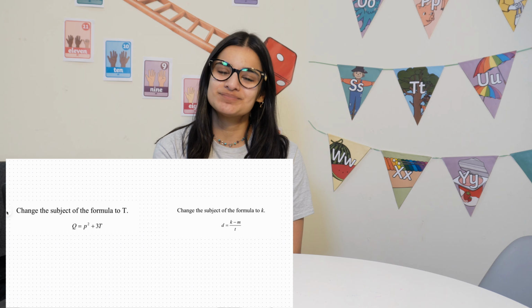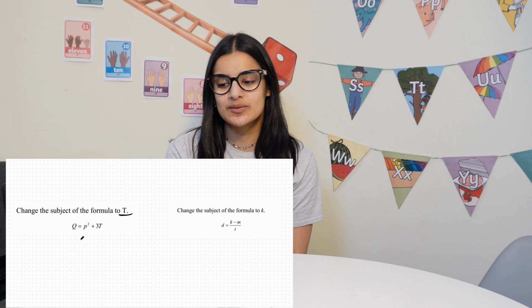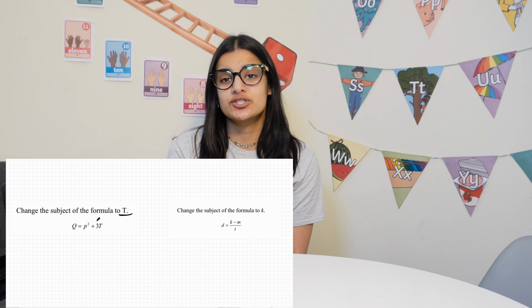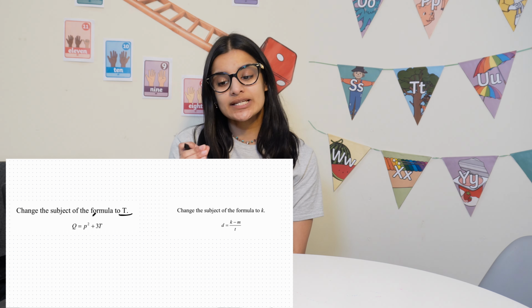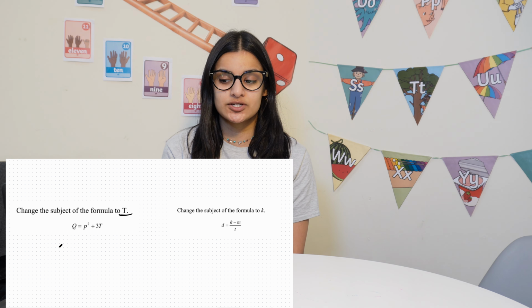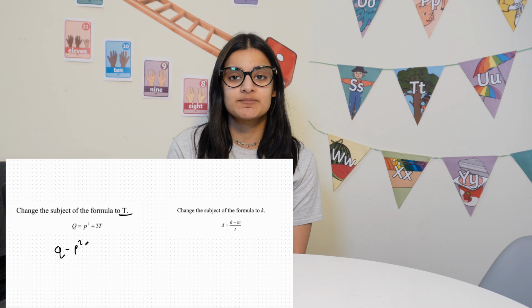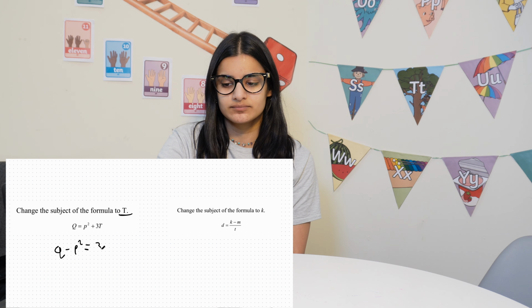Great, did you give them a go? Let's try them together. So my first equation is q equals p squared plus 3t, and I want to change the subject to t. So we need to get t by itself on one side of the equation. To do this, the first thing I'm going to do is subtract p squared from both sides, which will leave me with q minus p squared equals 3t.